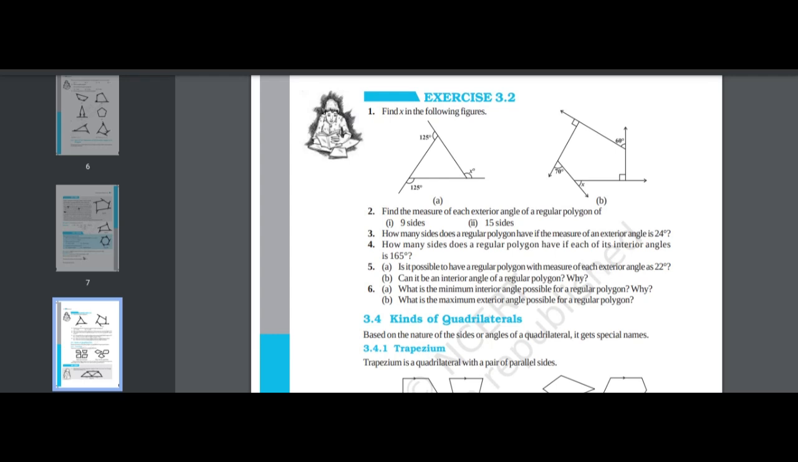Yes, okay. How many sides does a regular polygon have if the measure of an exterior angle is 24? If the measure of an angle is 24, we have to divide 360 by 24. Then we have the answer. This is just like question number 2. We just have to divide 360 by 24. Then we have the answer 15. So how many sides do we have? 15 sides.